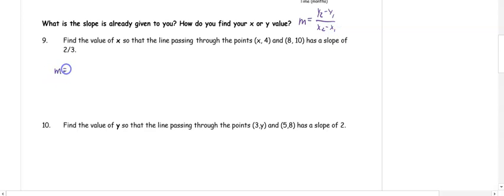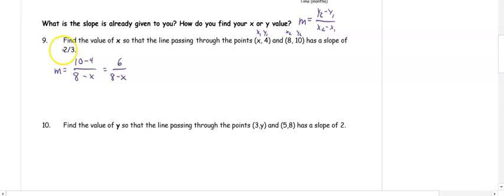When we go to find our slope given the information, we have: find the value of x so that the line passing through (x, 4) and (8, 10) has a slope of 2/3. So when we do our slope, we have x1, y1, x2, y2. So we would have 10 minus 4 over 8 minus x. When we reduce this, we get 6 over 8 minus x.